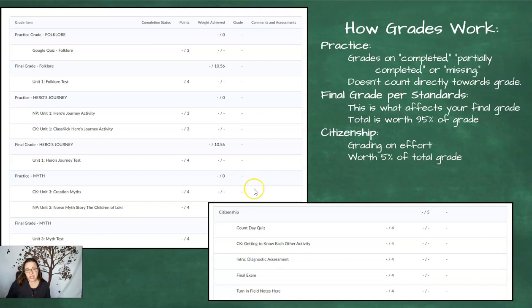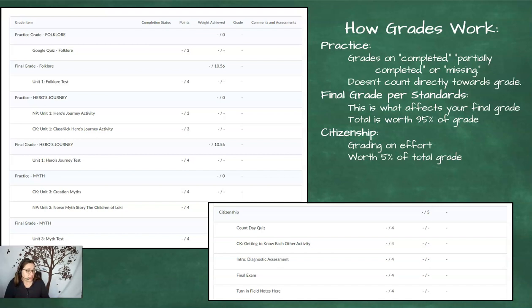The final category, which is just 5% of your grade, is citizenship. And really, that's just doing those extra things that we need to do. So that includes doing that diagnostic, right? That count day quiz, things like that. And that is just 5% of your grade, and really it's just based on did you do it or not. If you do it, you get full credit. If you don't, you don't get credit. So the grade itself really comes down to the final grades per standard.